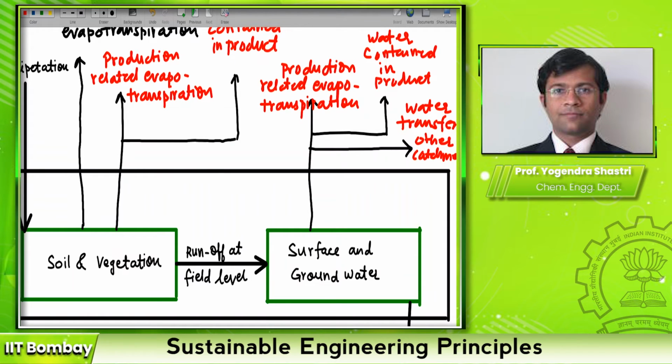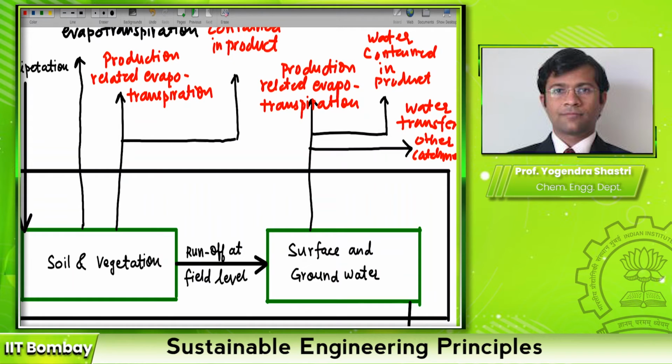So this term, water transfer to other catchment, is a very broad term. It includes all kinds of applications of water other than agriculture. So it includes water used for industry, it includes water used for power generation, it includes water used for municipal use as well. So this is a very generic term. It basically represents water that is not used for crop growth.